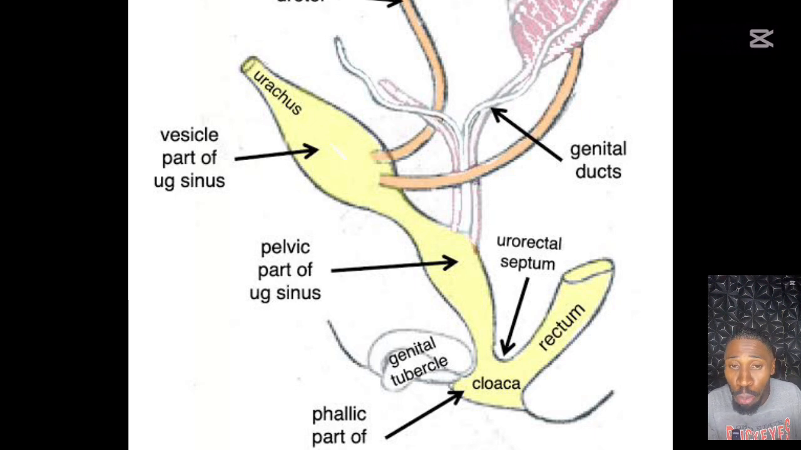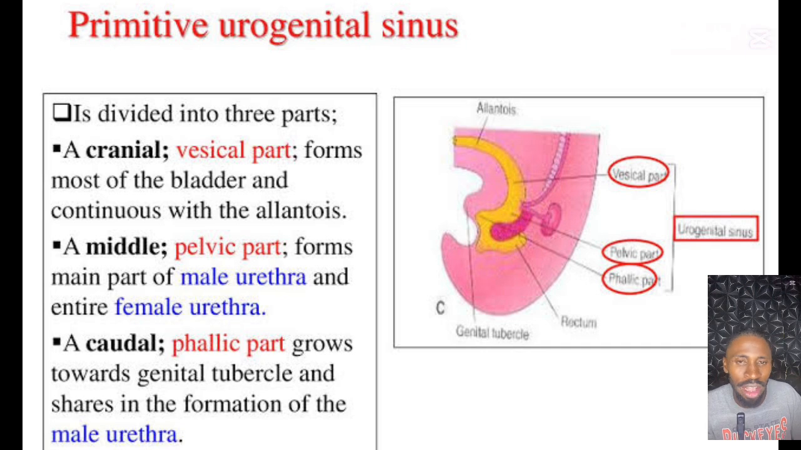The phallic part is pulled ventrally. As it is pulled ventrally, it develops differently in male and female. So the upper part forms the bladder. The middle pelvic part forms the prostatic and membranous urethra, while the lower phallic part has different development in male and female. But one thing you have to know is that as the genital tubercle continues to grow, it pulls the phallic part of the urethra ventrally.